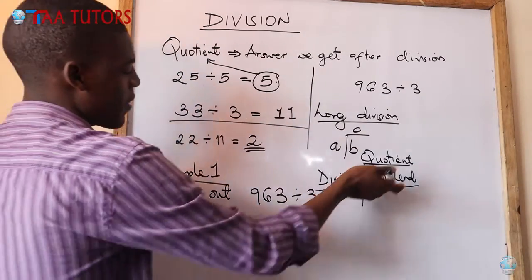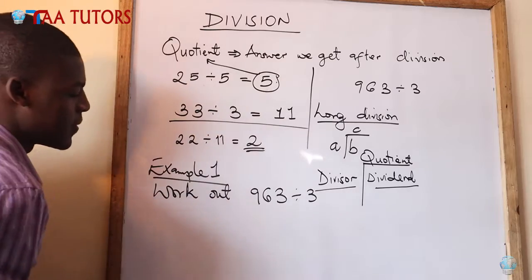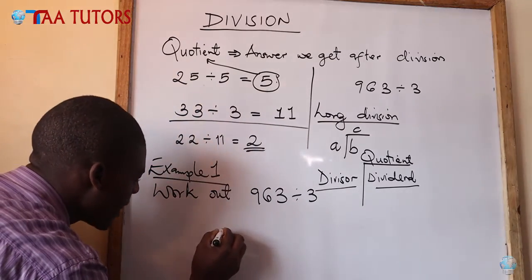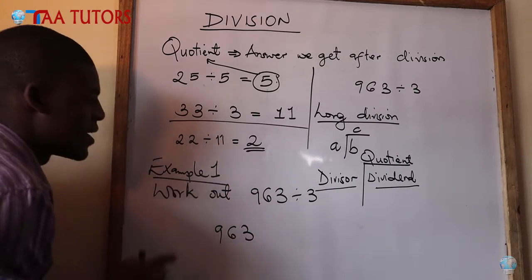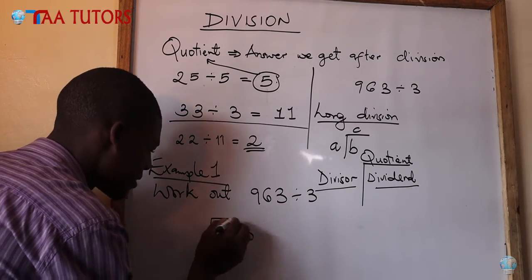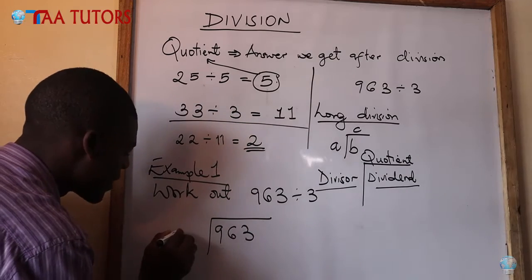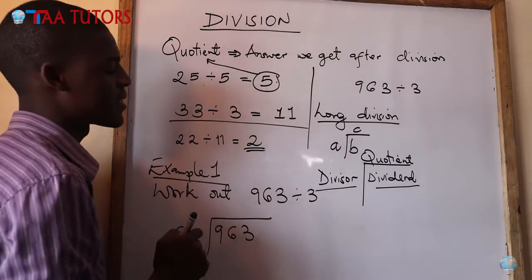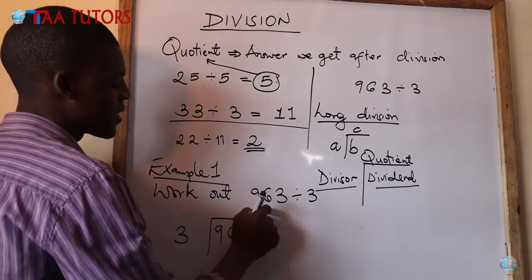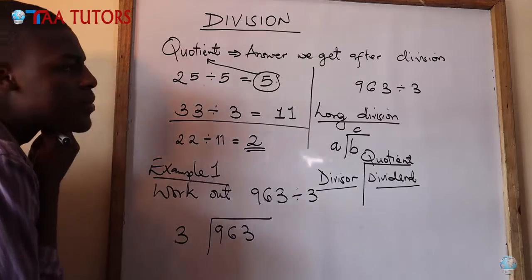We are going to use this method to find the quotient here, which is our answer. We will have 963 as the dividend, so it will be inside this symbol. Then we have 3 outside. This 3 becomes the divisor. Whatever you want to get is the quotient up there. Now this is what we do.